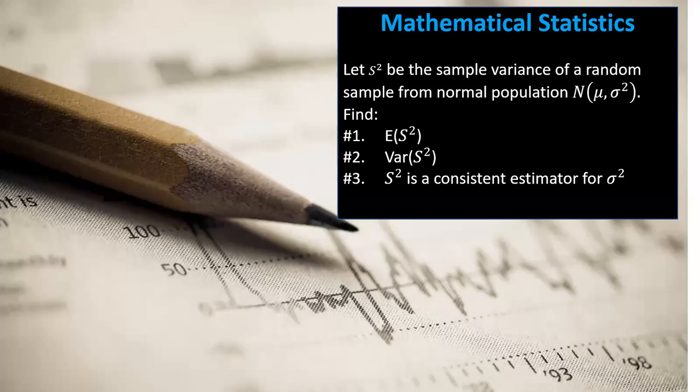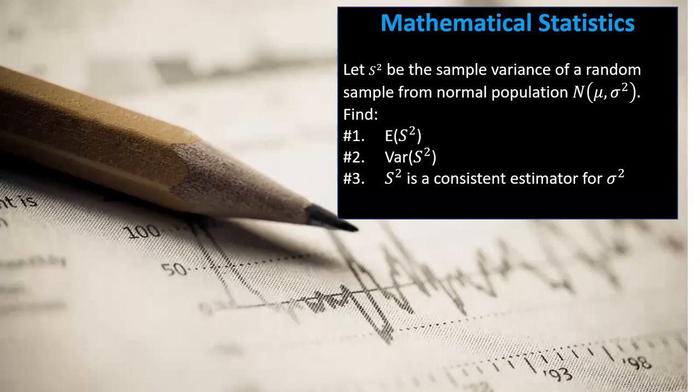So today we're going to solve a very interesting problem about the sample variance. So let's take a look. Let the sample variance S squared be the sample variance of a random sample from the normal population with mu and sigma squared.